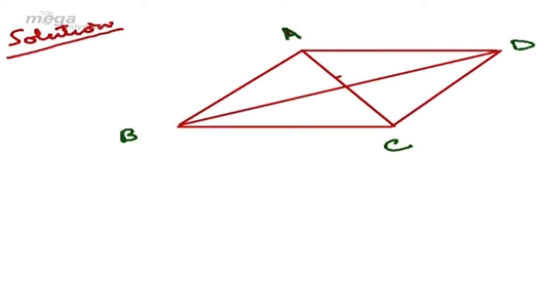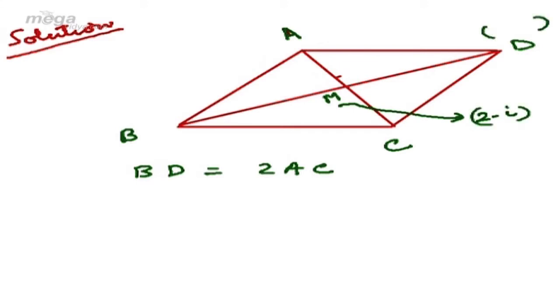AC and BD intersect at M and BD is equal to twice of AC. M is represented by 2 minus i and D is represented by 1 plus i. Now we have to find the point A, which can be at this place or at this place. That means you have to rotate the complex vector MD in the direction of AM. That is, the final position will be AM and the initial position will be DM.